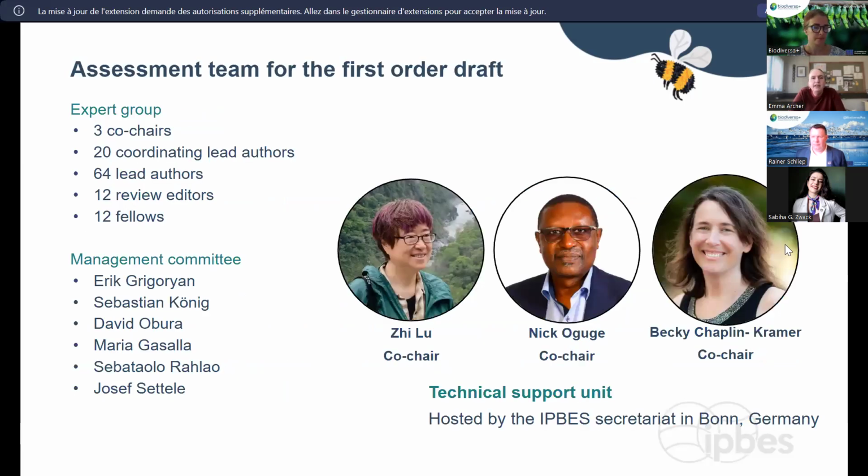So the assessment team, this was for the first author draft. We've got 3 chairs: Becky Chaplin-Kramer, Nick Oguja, who's a colleague of mine, who was also on the Africa assessment with me, and Zilu. Those are our 3 co-chairs. The technical support unit is hosted by the IPBES Secretariat in Bonn. The expert group has 20 coordinating lead authors, 64 lead authors, 12 review editors and 12 fellows. And then we have a management committee, bottom left, which includes David Obura, who is currently the IPBES chair. Next slide, please.